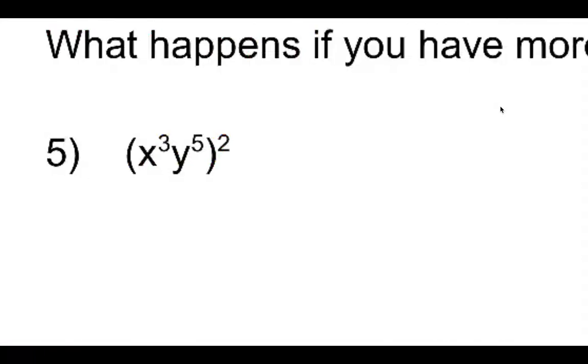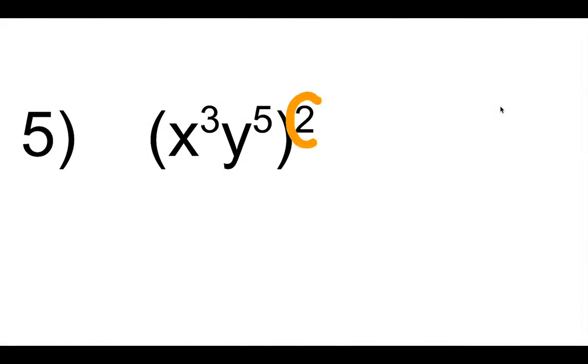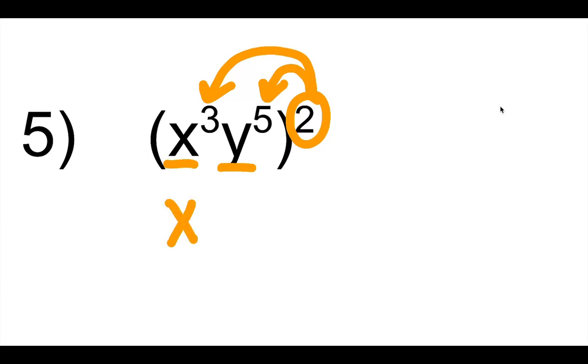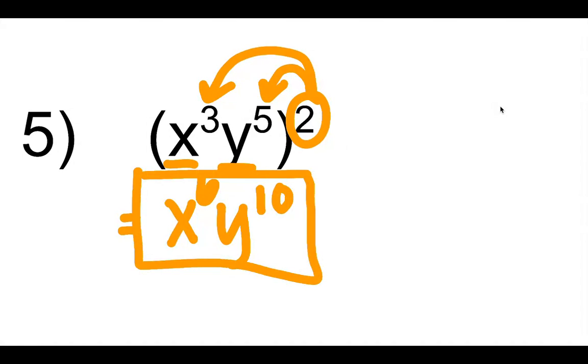Same thing here. You're going to have to take this 2 and multiply it times every exponent inside of here. And you're going to keep the same bases, so we've got x and y. But I've got 2 times 3 is 6, so I've got x to the power of 6. And then I've got 2 times 5, which is 10, so y to the power of 10. That's all you do. So it's the same idea as if the 2 were out in front here and you were doing it this way, but it's just on top.